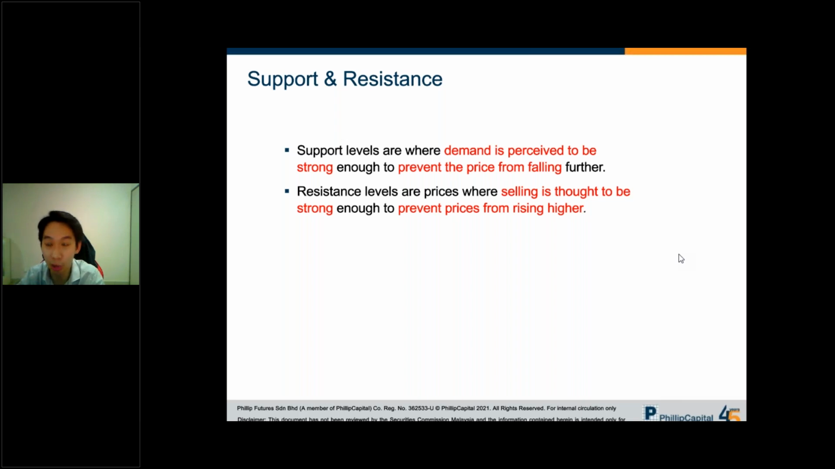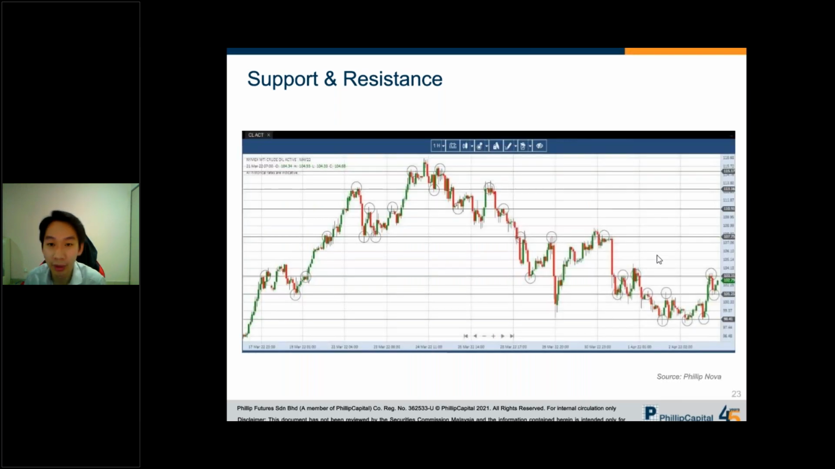You should always look for signs. In the next few charts, I will show you how to see where the support level and the resistance level are. Then for resistance level, it's the opposite. When price moves until very high, people feel that this price is already quite high. It's time to sell. Then they will place a lot of sell limit orders at that particular price. This is the level where selling is thought to be strong enough to prevent price from rising further. Okay, this is the basic definition. So we put it into the charts.